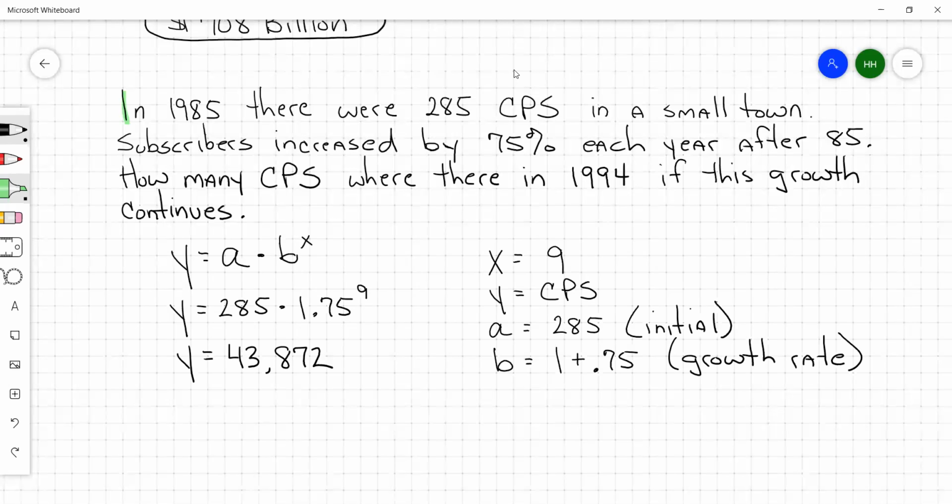Boy, though, the monetary difference. Whew. That's interesting. That's a large amount of growth. That's why the cell phone company's got all the money. All right, moving right along here. That's a lot of growth.